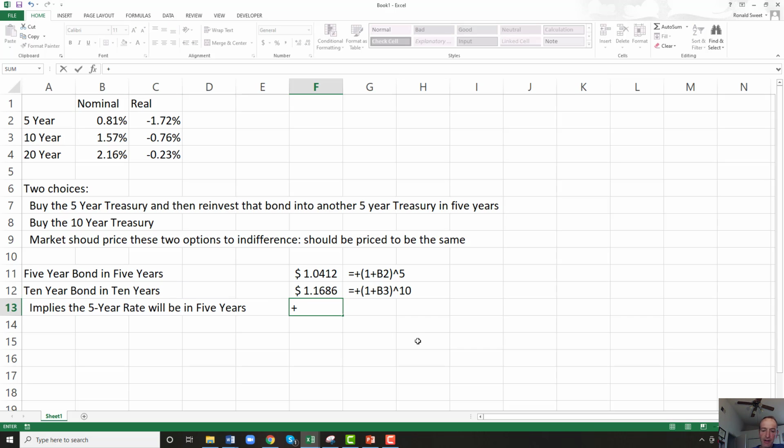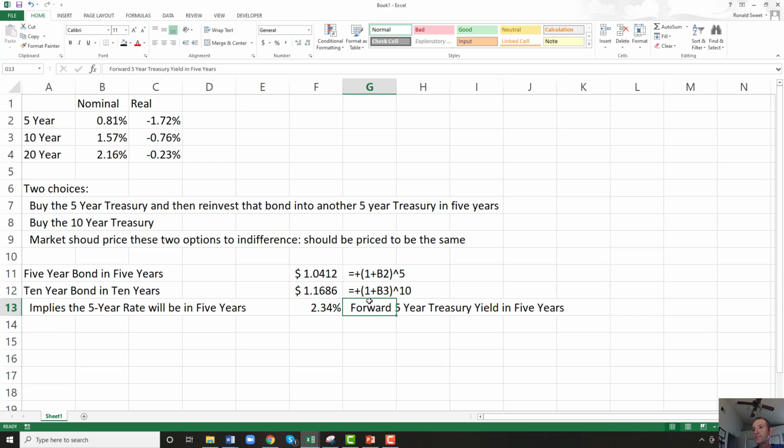Well, I'm going to do the math and then we'll see it here. We're going to take the 10-year value divided by the 5-year value and raise that to the 1 divided by 10 minus 5, or the 1/5, minus 1. And that gives us a rate of 2.34. This is actually the forward 5-year treasury yield in 5 years. So that's what we actually think the 5-year treasury will be in 5 years.